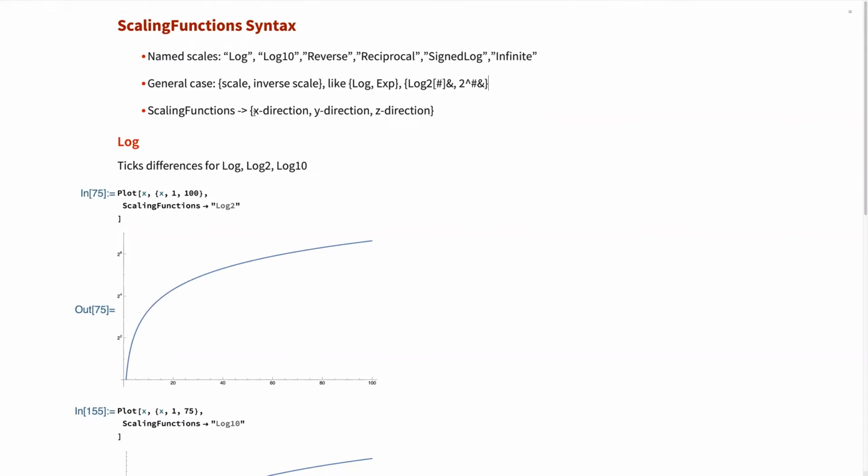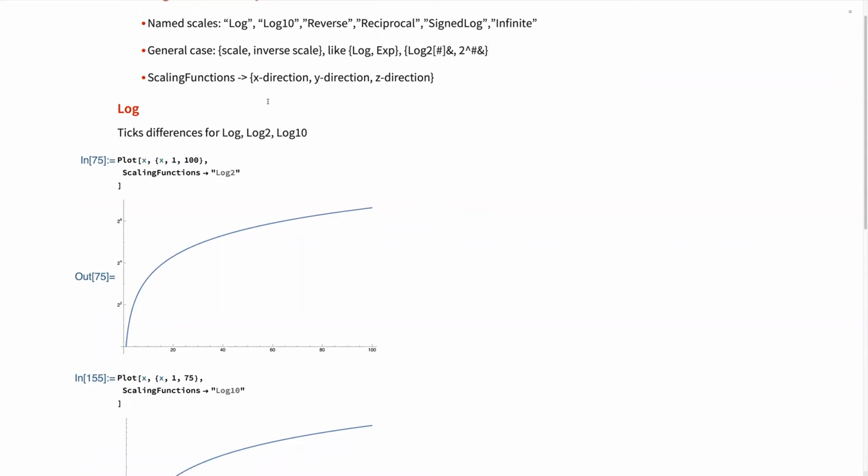Some functions, like plot, you can specify x direction and y direction. Functions like plot3d, you can have x, y, z. So they are all documented in each visualization function. So let's take a quick look at these named settings.